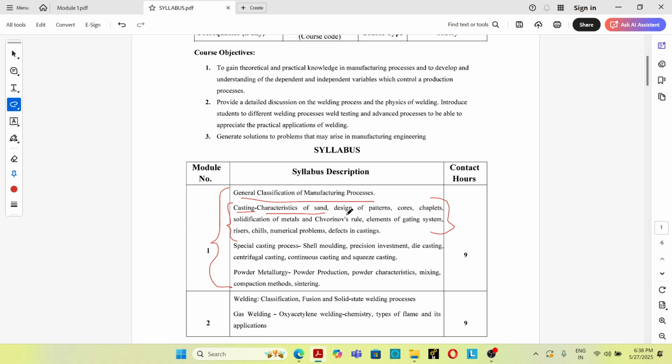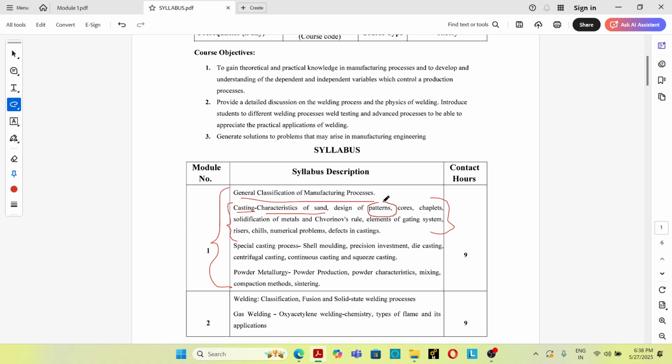We have to study the meaning of all these words, such as refractoriness, regarding the sand used in the sand casting process. That is the meaning of the characteristics of sand used in a sand casting mold. Next one is pattern.